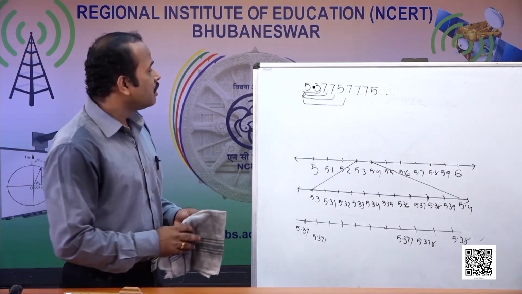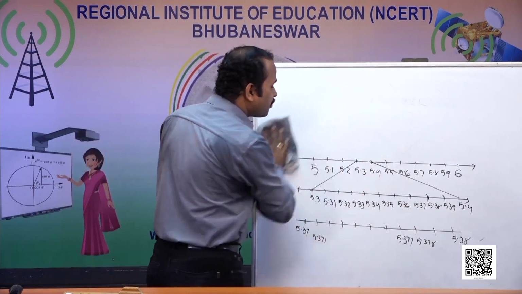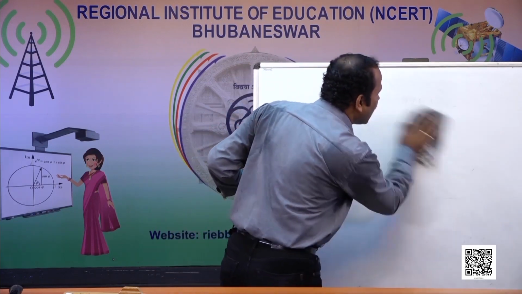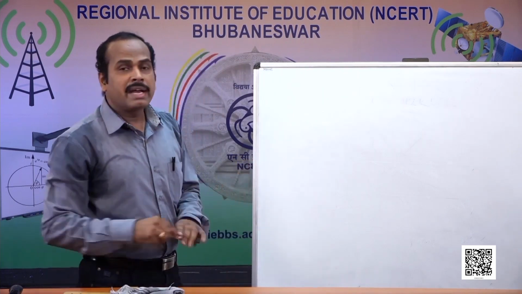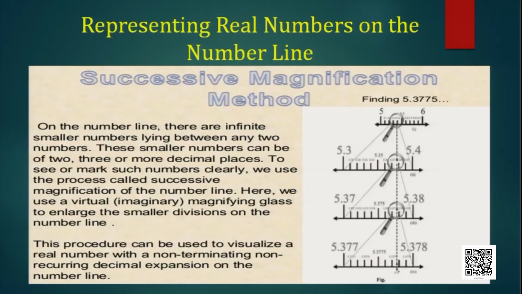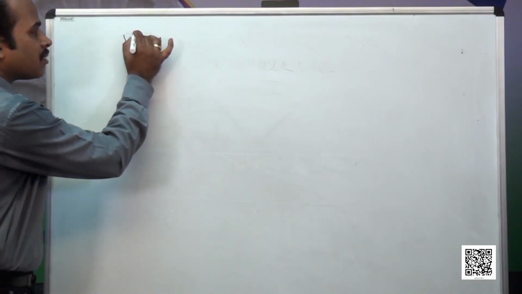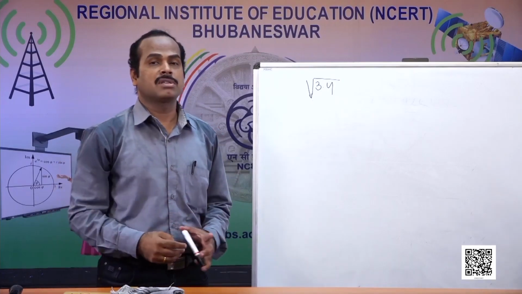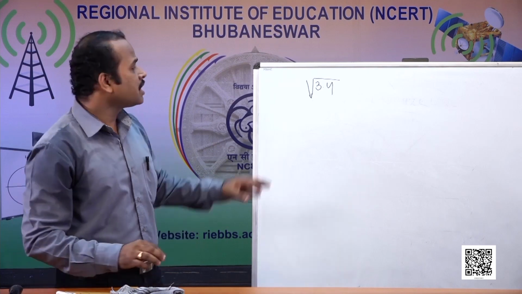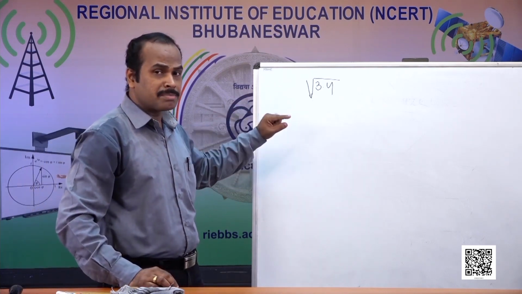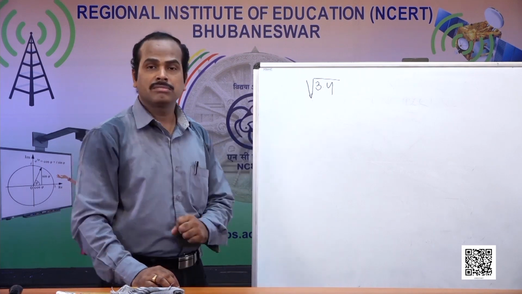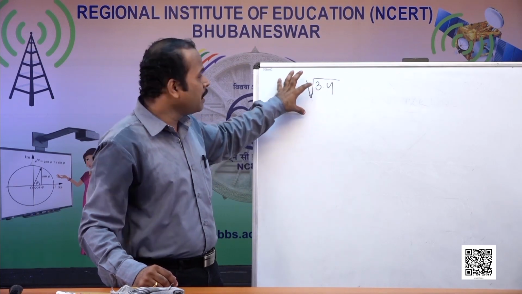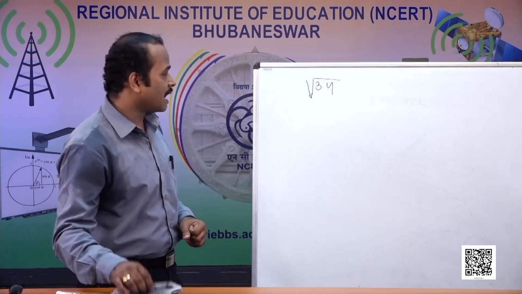Now this is the presentation of irrational numbers on the number line we have discussed. But if someone asks, sir, if it is a decimal number, suppose 3.4, and its square root is there, such numbers are also irrational numbers. So how to represent such numbers on the number line? To present such numbers on the number line, we cannot use the method we used for root 2 and root 3. To represent root 3.4 on the number line, we will use another method. Let us discuss that method.